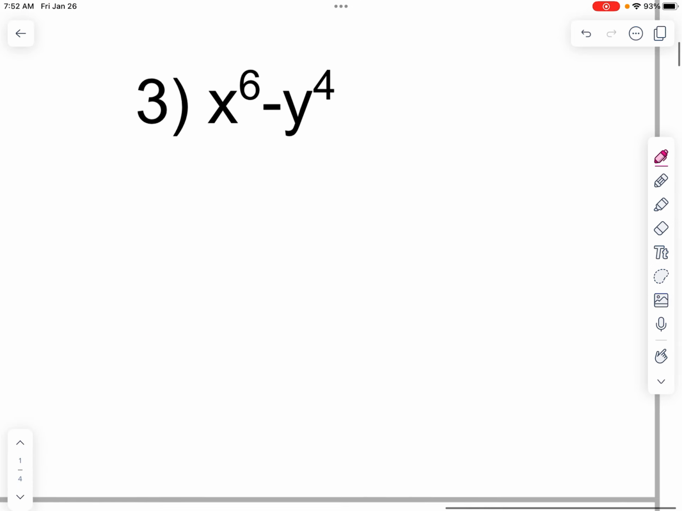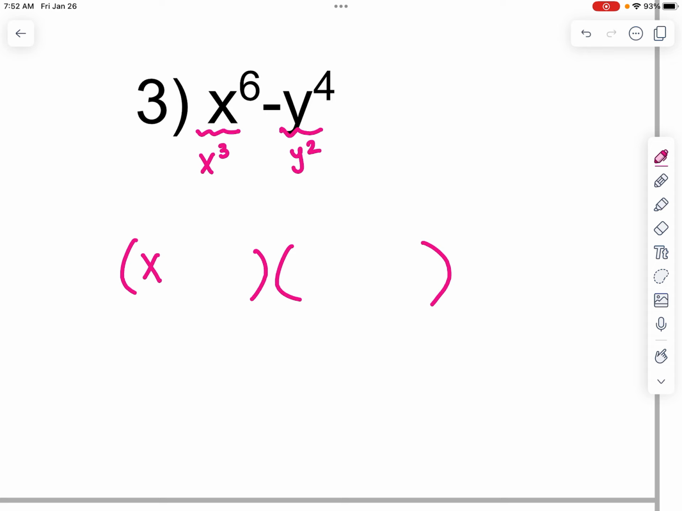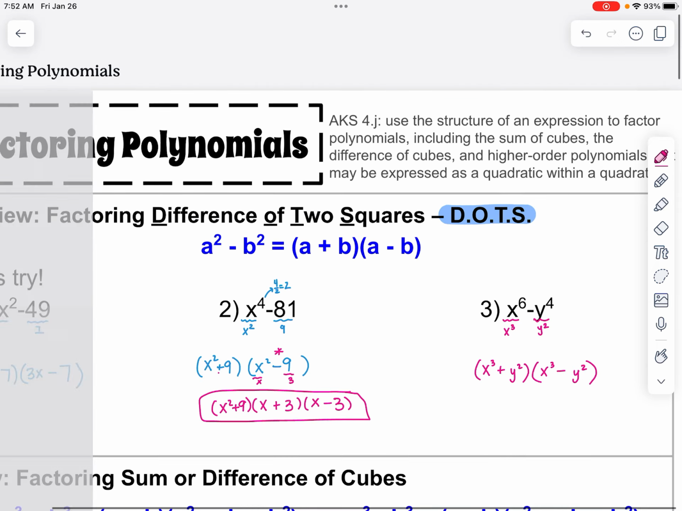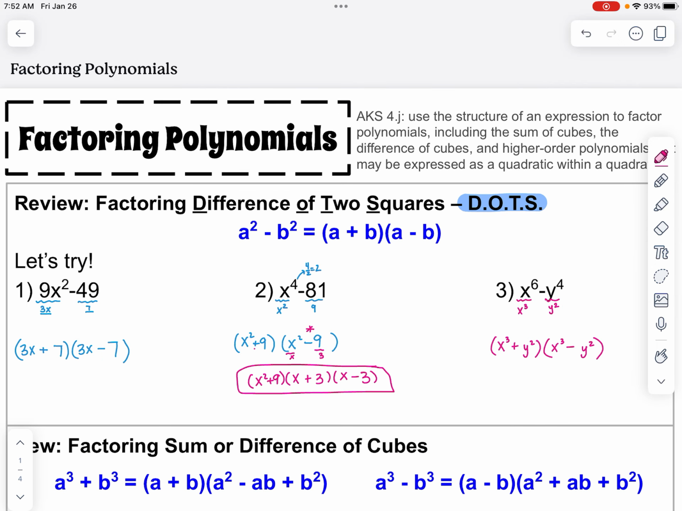All right, let's try one more. Now this one has x to the 6th power and y to the 4th. Both are perfect squares because their exponents are even. And in order to find the square root, we just divide that exponent by 2. So 6 divided by 2 is 3. 4 divided by 2 is 2. We put this into our factors. X cubed goes first. Y squared goes second. One's plus, one's minus. And there's nothing more we can do. So that's a little review of difference of two squares, plus adding on exponents that are higher than 2.